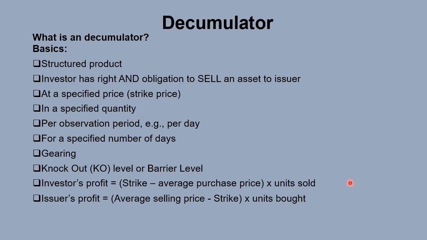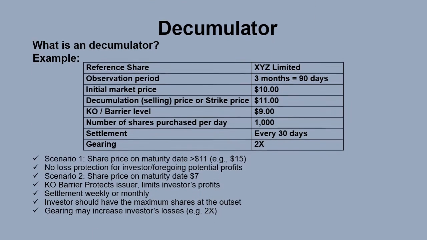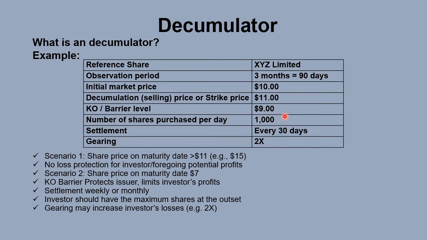Say an investor agrees to sell 1,000 shares per day of XYZ Corporation over 90 days at $11 per share to the issuer when the market price of the share is $10 per share. Now, this makes sense because the investor is able to sell at a higher price than the market. It's especially attractive if one is bearish about the share. However, since all rewards come with risks, the decumulator has a catch.